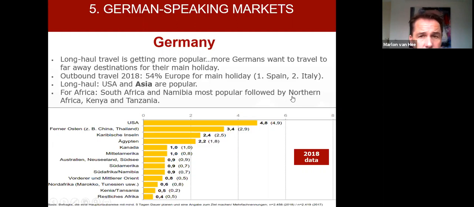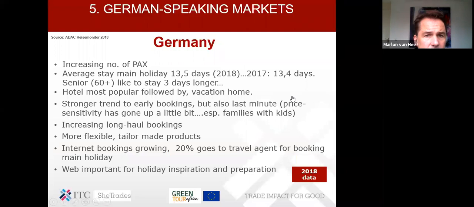Long-haul travel is getting more popular amongst the Germans. Asia is popular. And when you look a little bit further into Africa, South Africa and Namibia are most popular, followed by Northern Africa, Kenya, and Tanzania. These were figures that I took from 2018. So: increasing number of outbound travelers, hotel most popular, followed by vacation home, increasing long-haul bookings. Internet bookings are growing, and the internet is important for holiday inspiration and preparation.